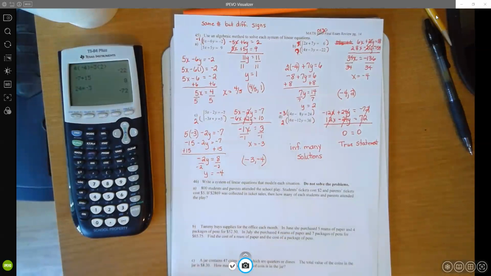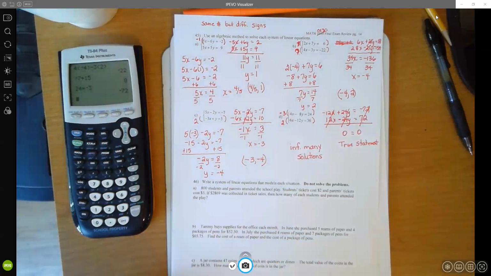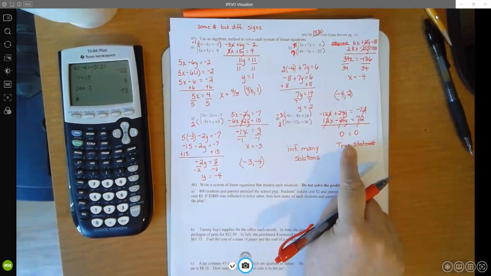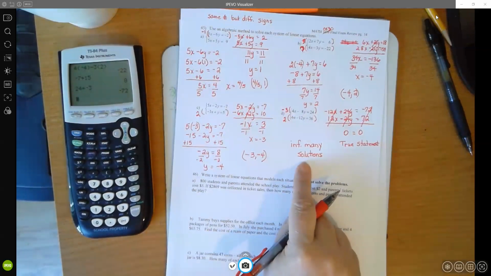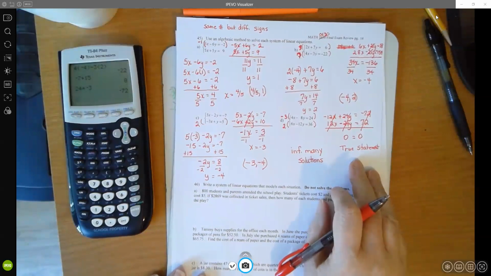If I had gotten a false statement here, then that would have meant these were parallel lines and that they never crossed, and that would be no solutions. So if you get a true statement, that's infinitely many solutions. If you get a false statement, you get no solutions.